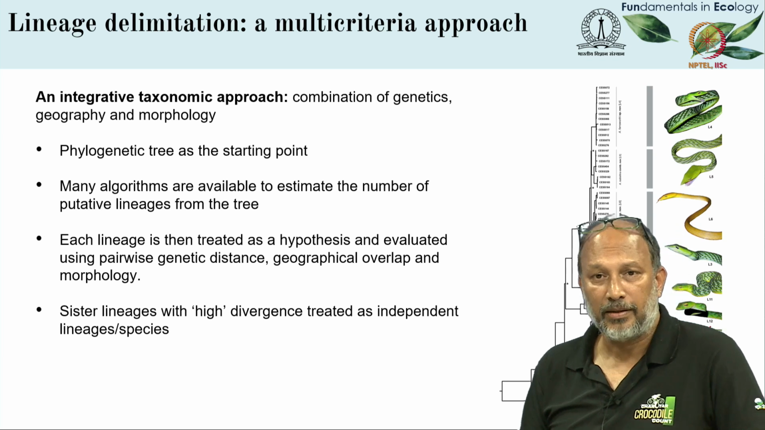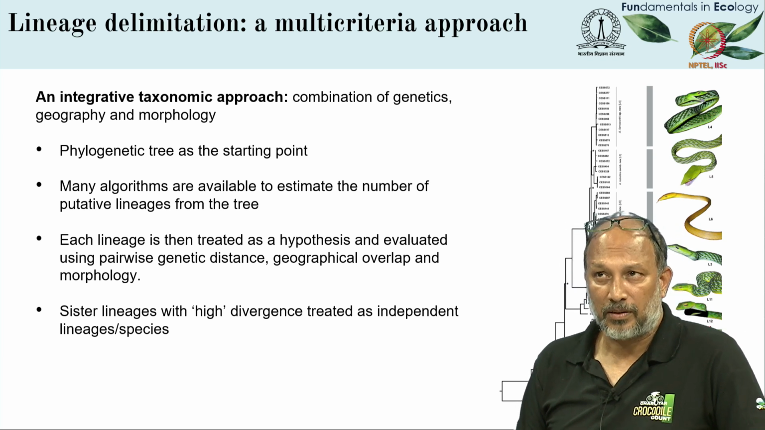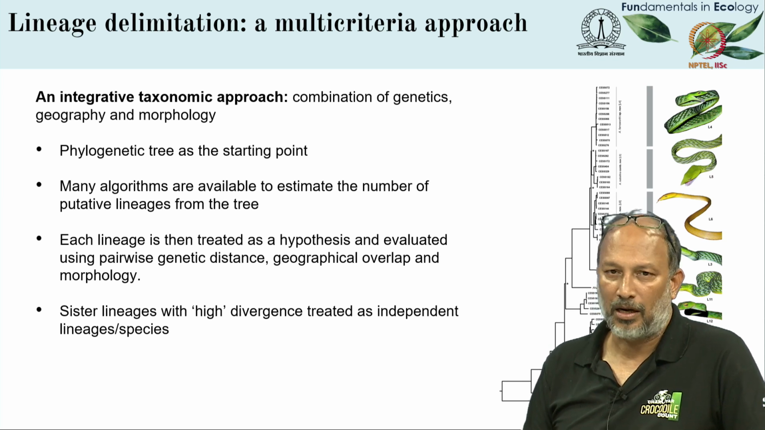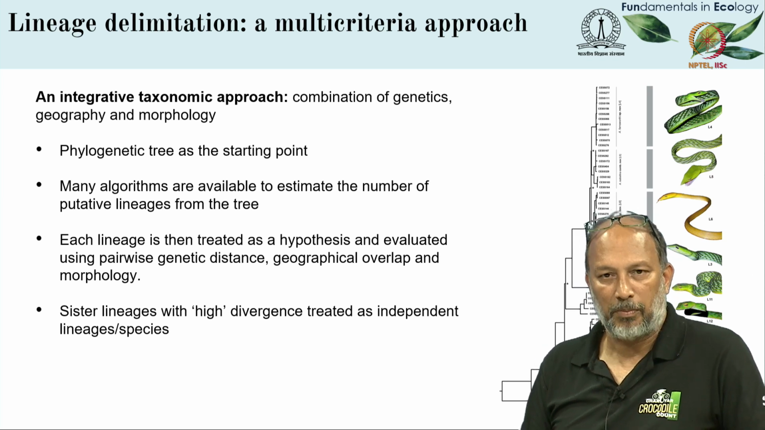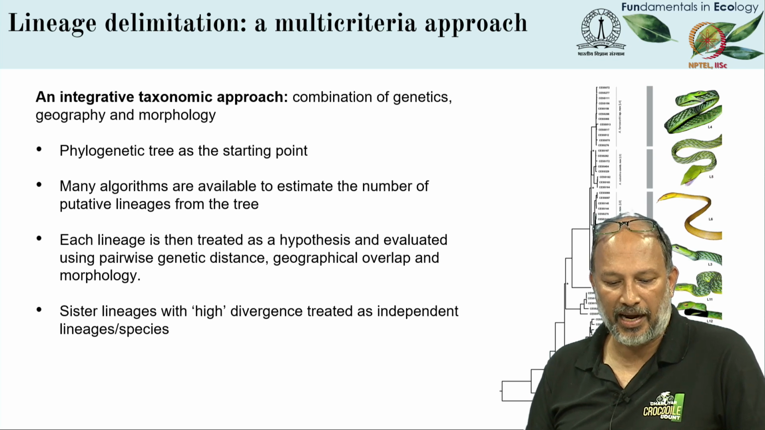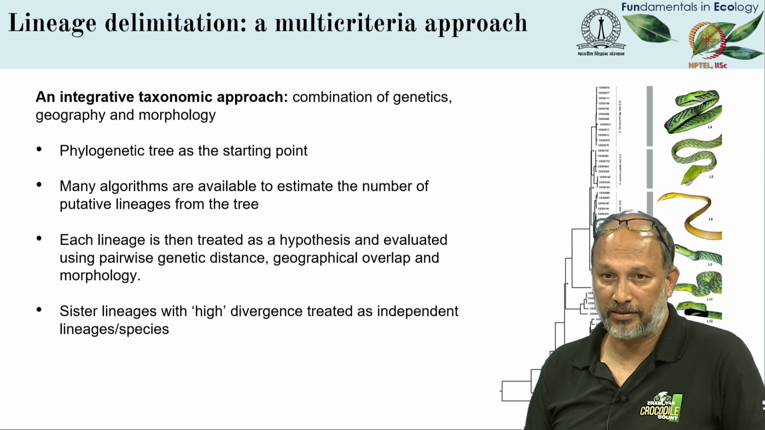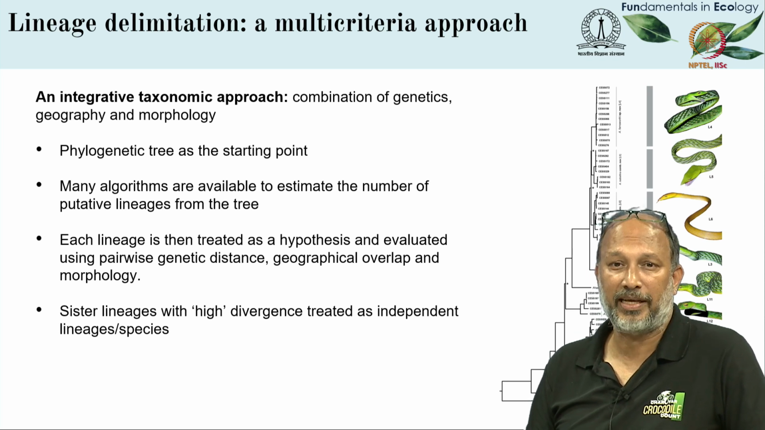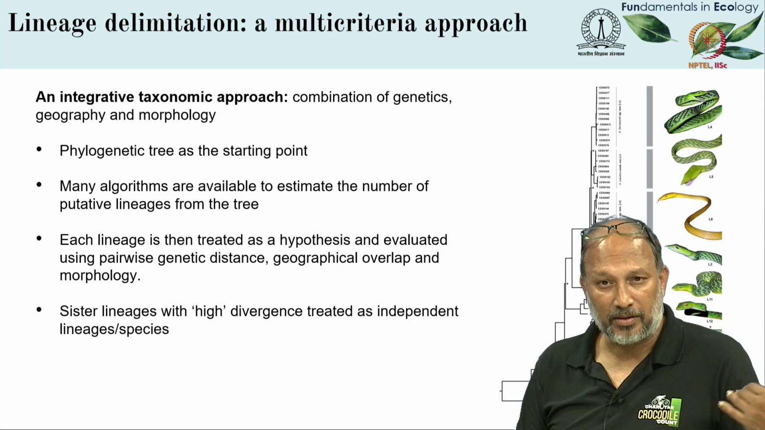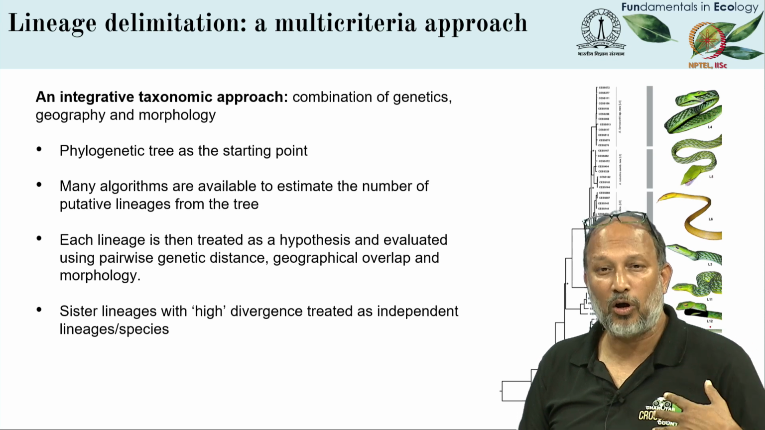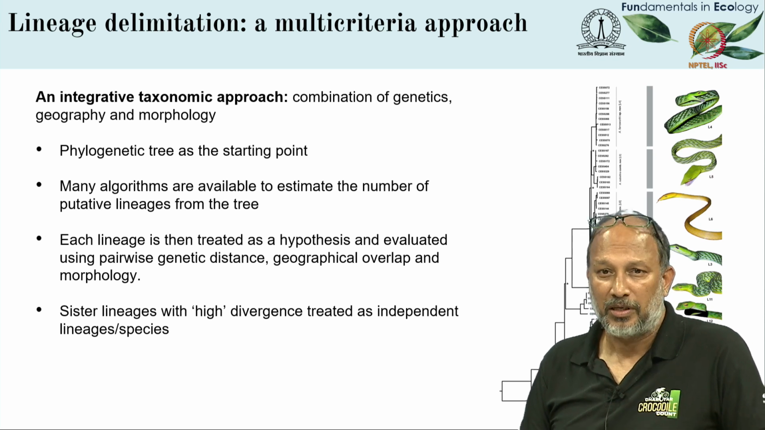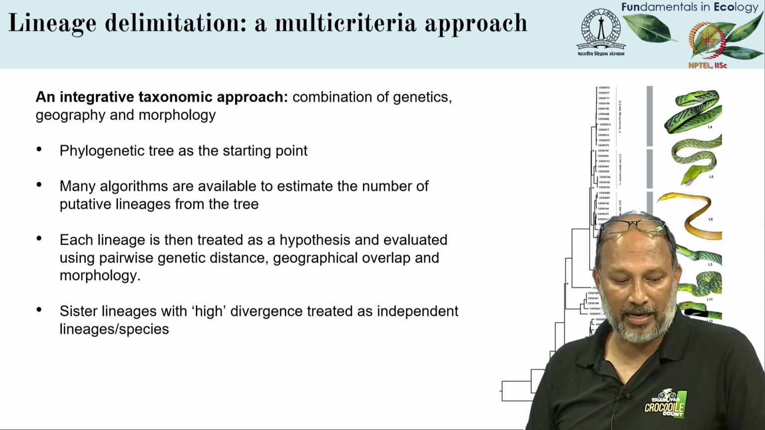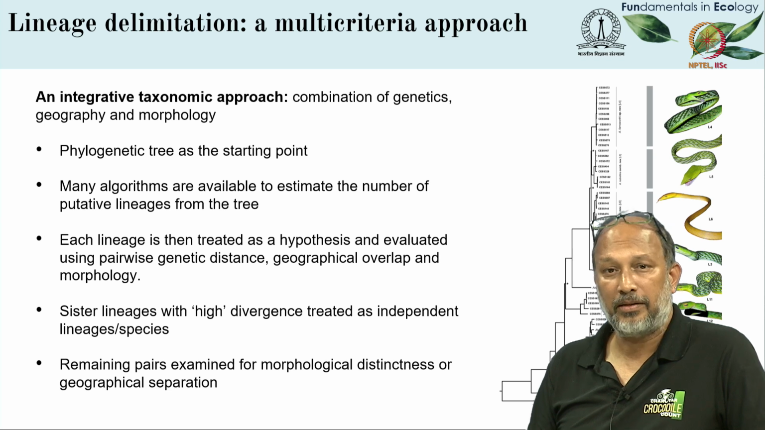So generally speaking, and this varies, when we say high divergence, that might vary a little bit across different taxa on the tree of life, but when we identify sisters with very high divergence, we generally say that even if there's no morphological separation between them, they have been separated for so long in evolutionary time, perhaps 10, 15, 20 million years, that we would treat them as different species.